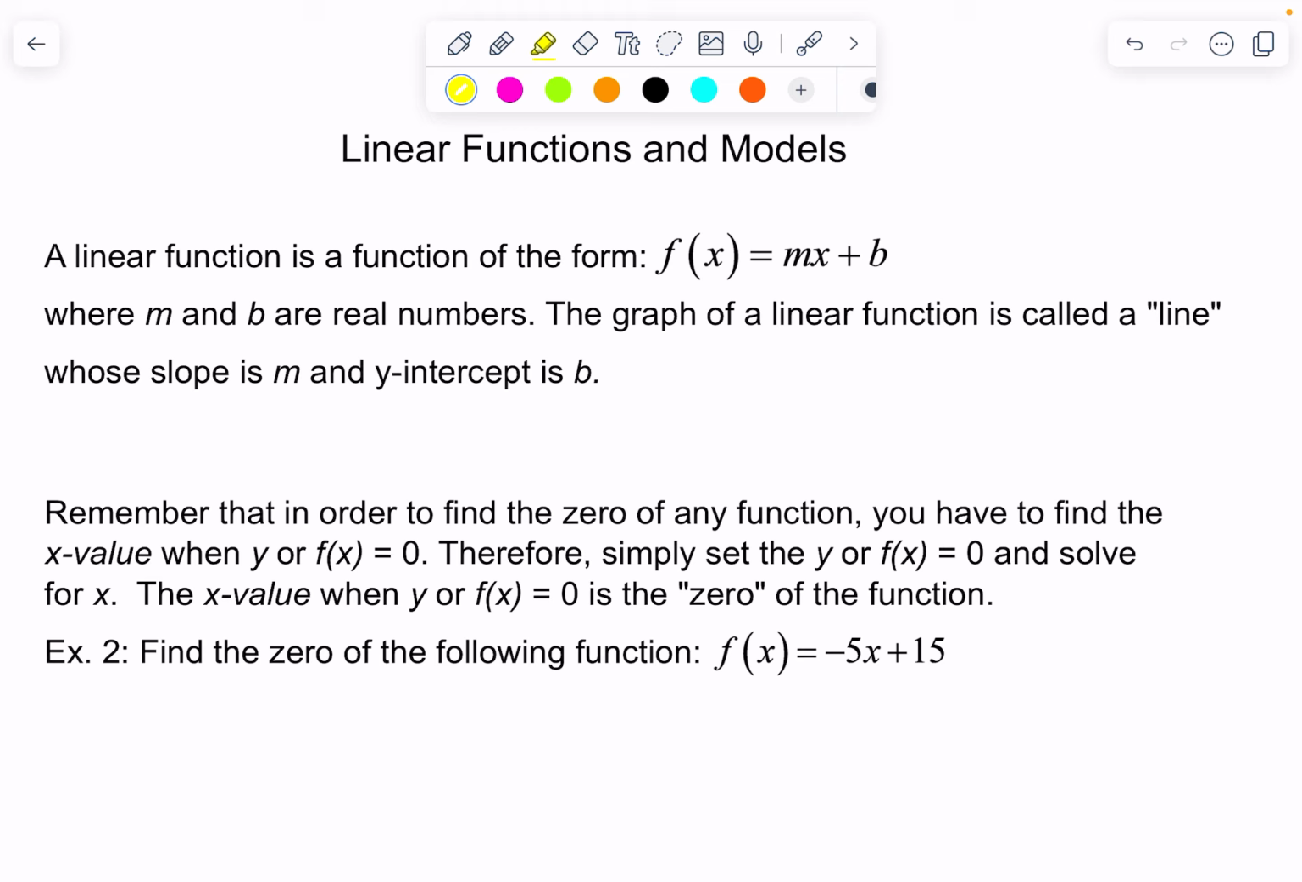Remember that a linear function is a function of the form f of x equals mx plus b. Please remember that f of x is just a fancy way of writing y. So if you remember y equals mx plus b, you're already ahead of the game because y and f of x are interchangeable. Where m and b are real numbers, the graph of a linear function is called a line whose slope is m and y-intercept is b.